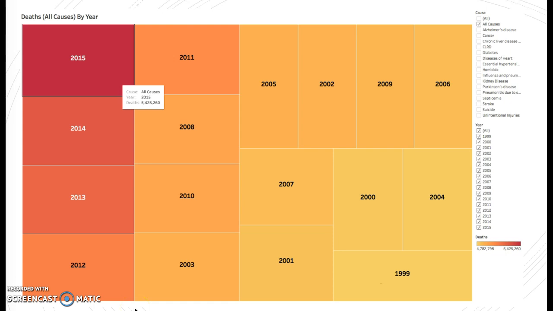Other years are similar in size and color because the only difference between the number of deaths of each year was a couple thousand. We could see in this visualization that as the years progressed, so did the amount of deaths.